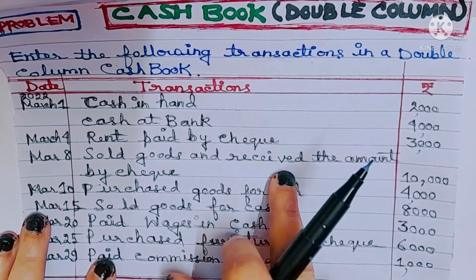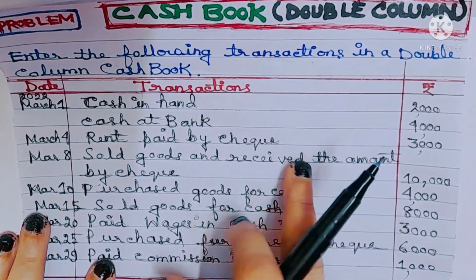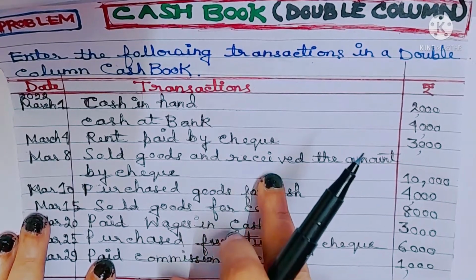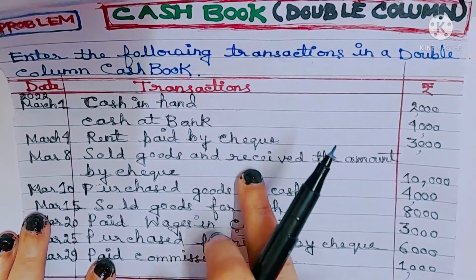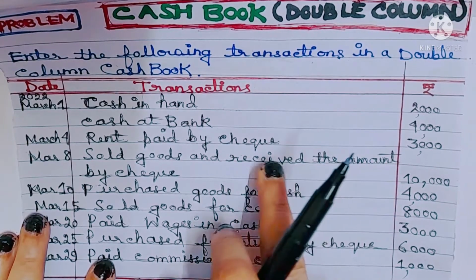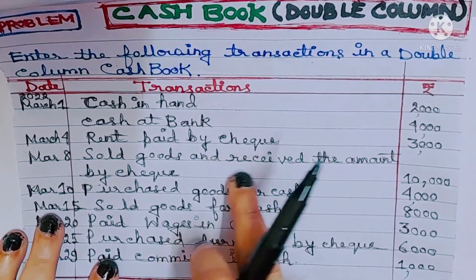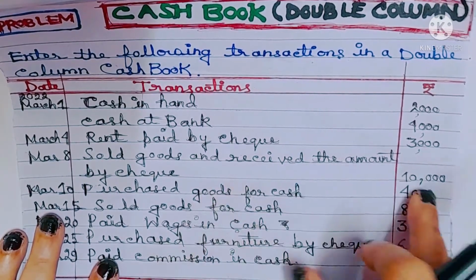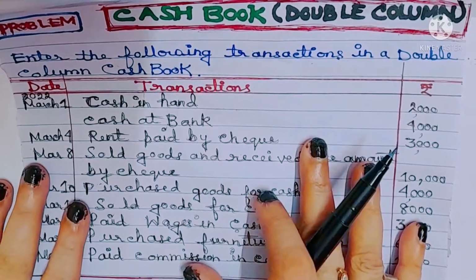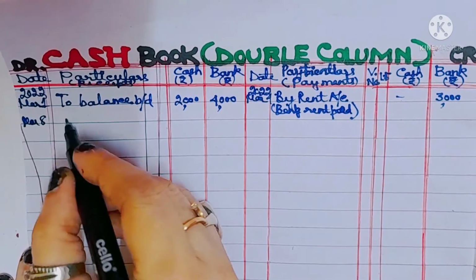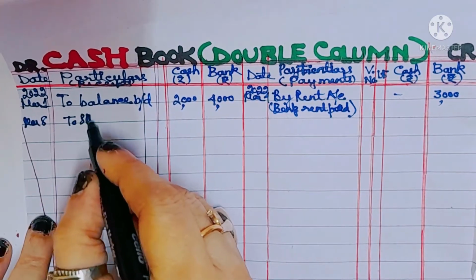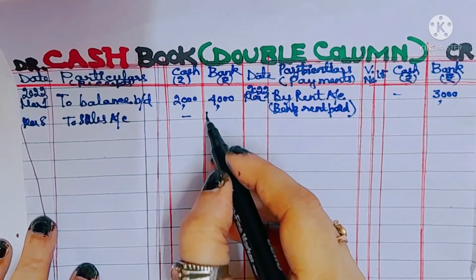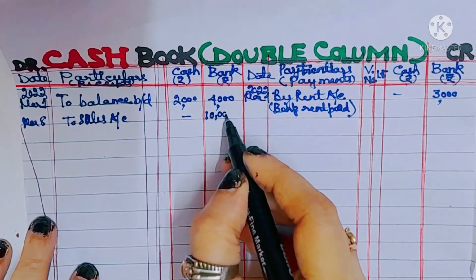So what will be the journal entry? The journal entry will be bank account debit to sales account. So what is the position of bank account? Since the bank account is on the debit side, so sales account will also be on the debit side. So we'll have to write to sales account in the cash book on the debit side in the bank column 10,000. Okay, so let's write 8th March to sales account in the bank column 10,000.